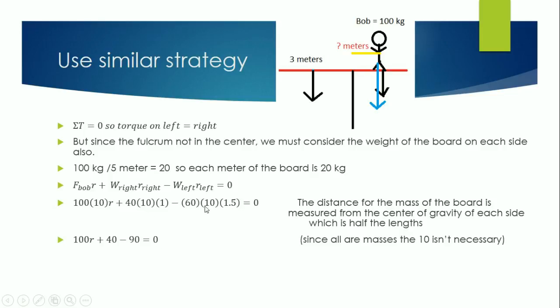Because these are all masses, we just divide everything by 10 because they're all multiplied by 10, and we just get this simple statement here. And we just do a little algebra. So if we add 90 to each side and subtract 40, we get 50 on the other side equals 100R. Divide each side by 100, and we get that Bob gets to walk 1.5 meters before the torque is unbalanced. Then it wouldn't be statics, it would be dynamics.